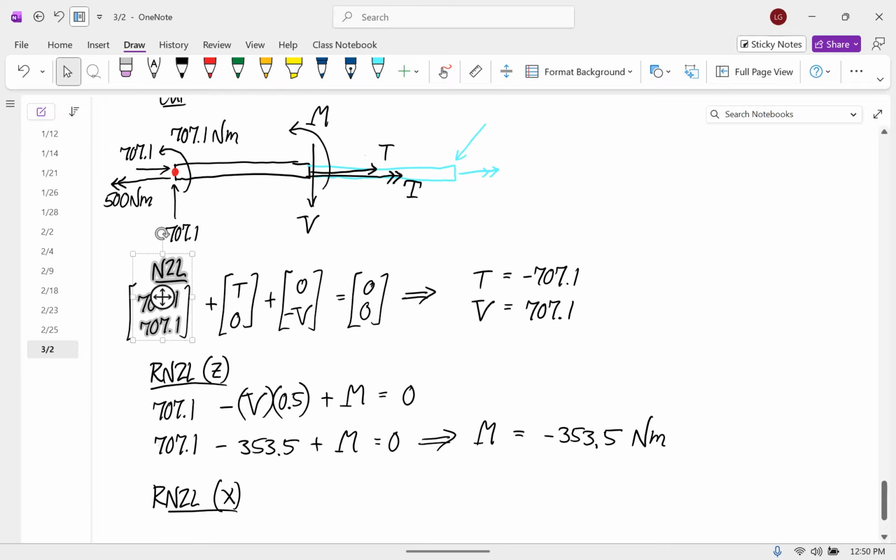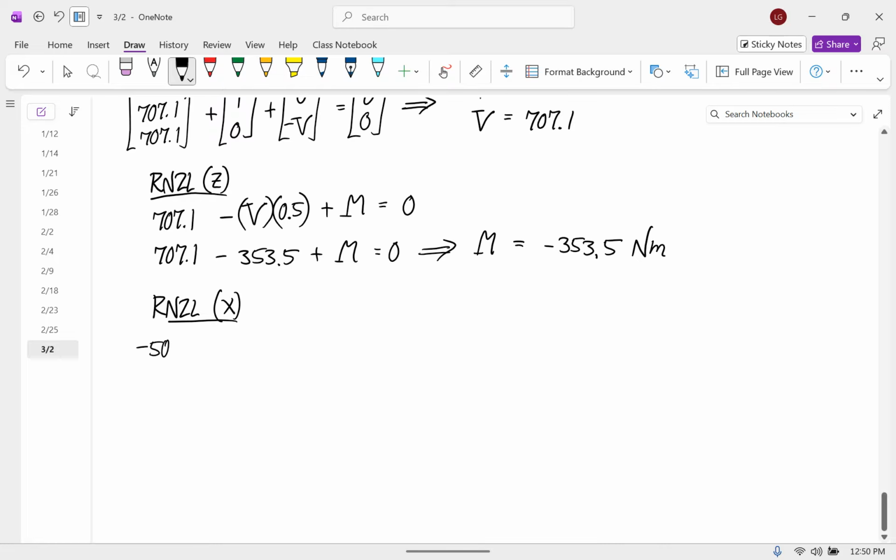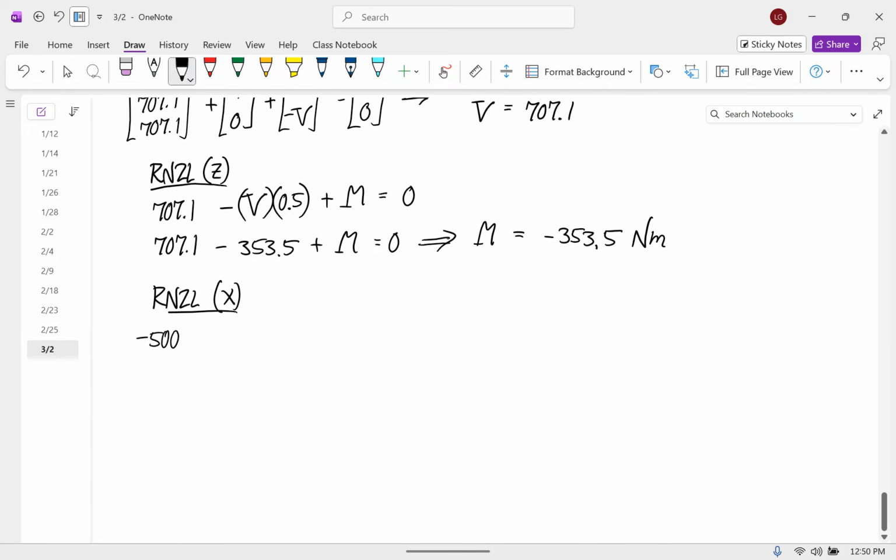Okay, and now about the x-axis. So what are the things that produce moments about the x-axis? There's this 500 in the negative x direction. And then there's the fancy T, and that's all. And so the internal torque, fancy T, is equal to positive 500 Newton meters. So those are all the internal loads acting at that red line in the picture. Any questions about that?